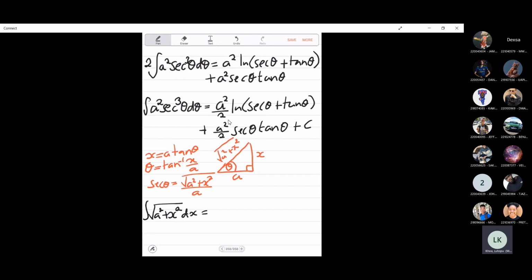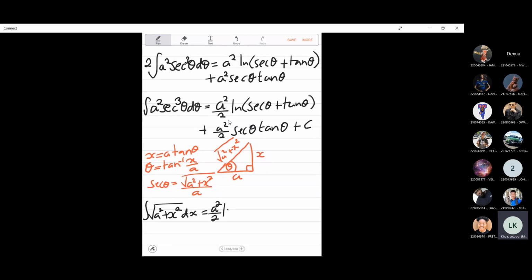A squared over 2, this is just a squared over 2. And then we have ln of sec theta, which is the square root of a squared plus x squared over a. And then tan theta is x over a. And then we add a squared over 2 sec theta, square root of a squared plus x squared over a. And then we multiply that by tan theta, which is x over a, plus c.